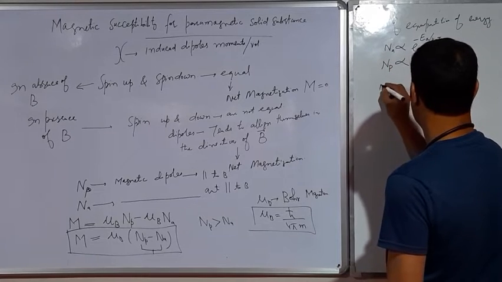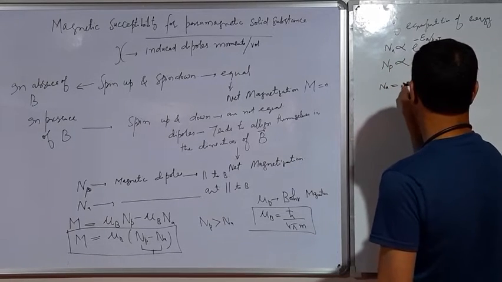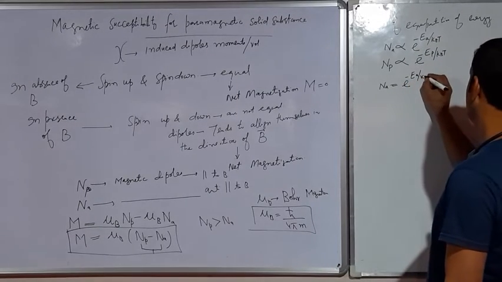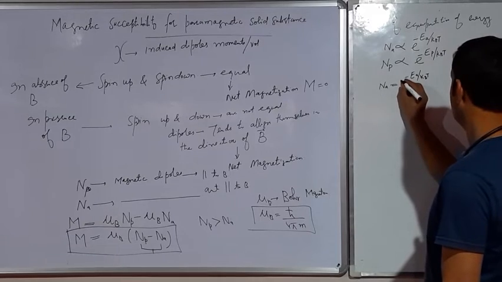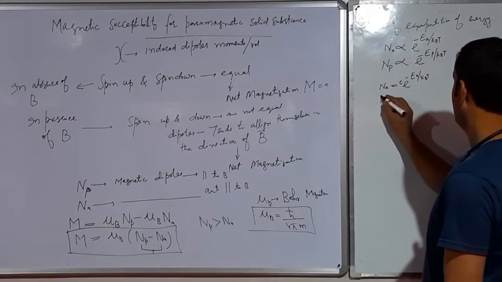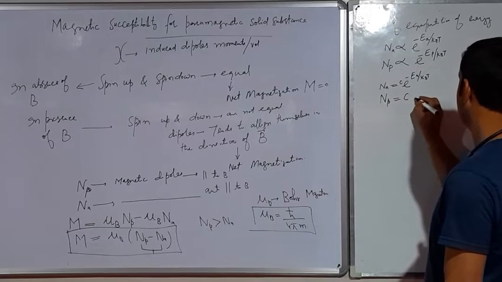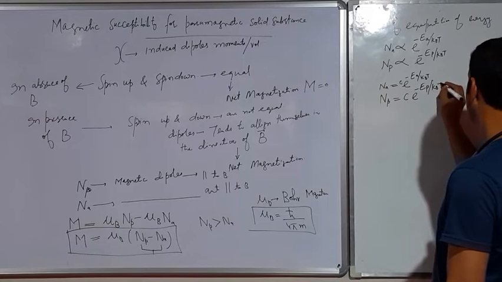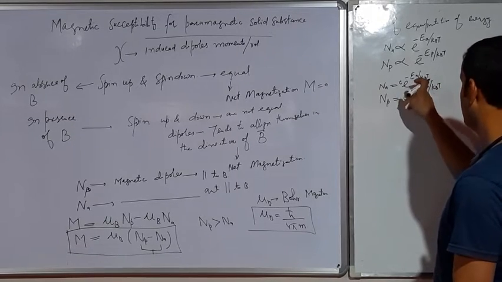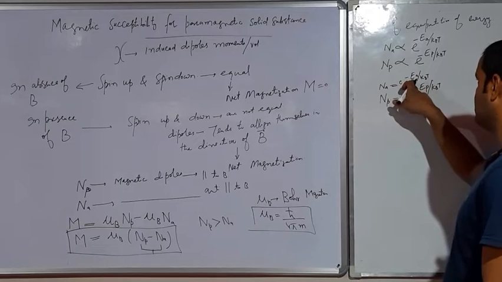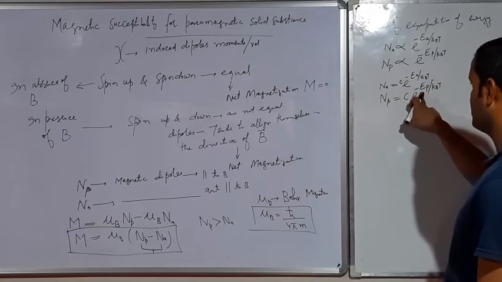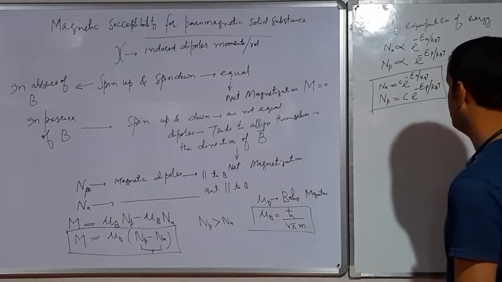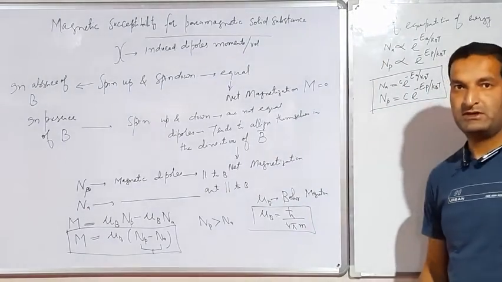So here Na, in equilibrium, can be written as C e to the power minus Ea upon kBT, with some constant of proportionality, and Np similarly will be C e to the power minus Ep upon kBT. Here kB is the Boltzmann constant, Ea is the energy associated with antiparallel dipoles, and Ep is the energy associated with parallel dipoles. So these are the equations for Na and Np.